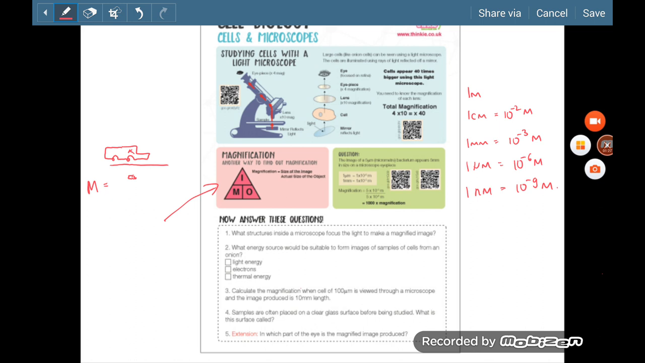Last thing to say is that if you were to calculate the magnification on a microscope, you would take the eyepiece magnification, say times 10, and the objective lens, which is the one that you swivel at the bottom, and you multiply them together. So a 10 times eyepiece and a 10 times objective lens would give a total magnification of 10 times 10, which is 100.